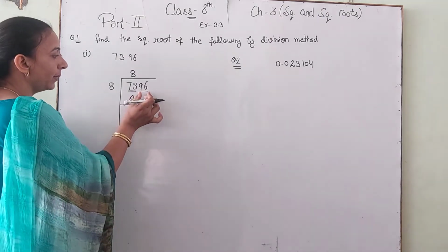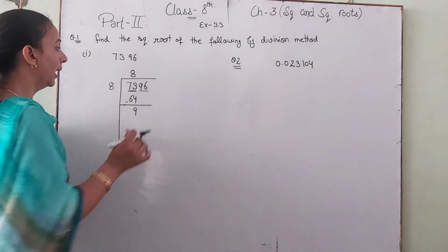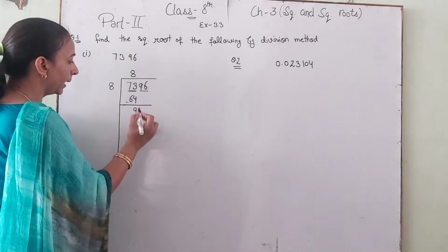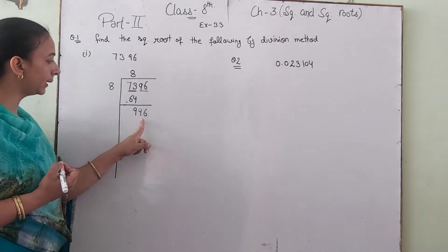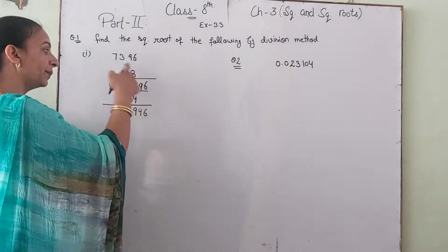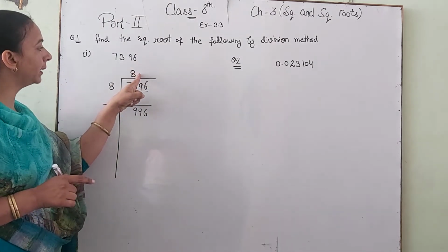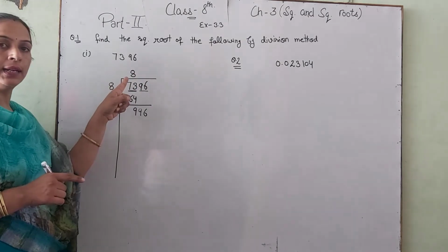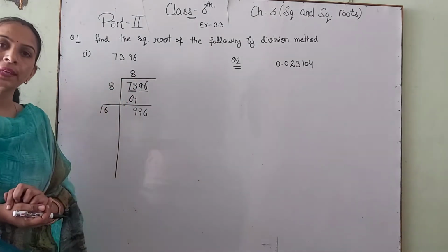Next we take the next pair, not a single digit. We take the complete next pair, 96. Then we have 996 in total. Next we take double of this, 2 times 8 is 16. We take 16 here with a blank place for the next digit.